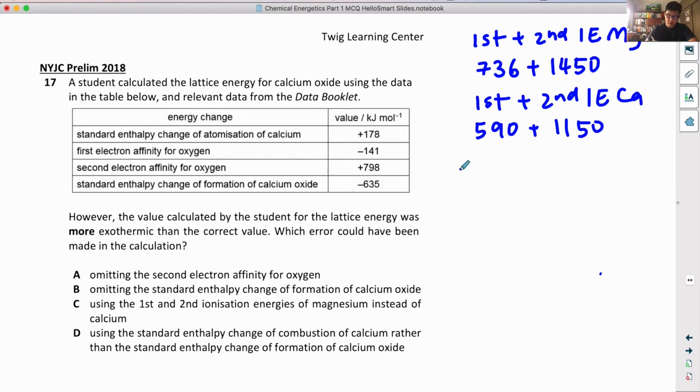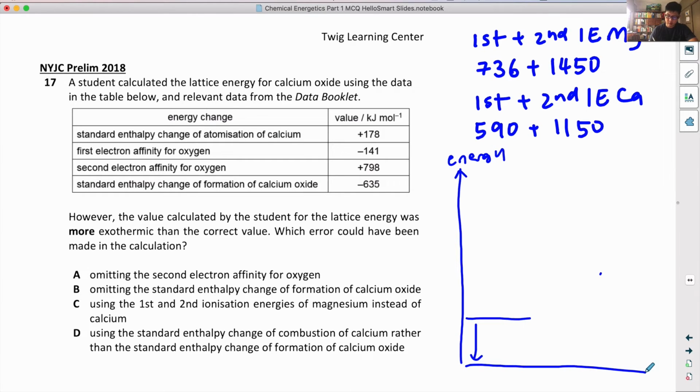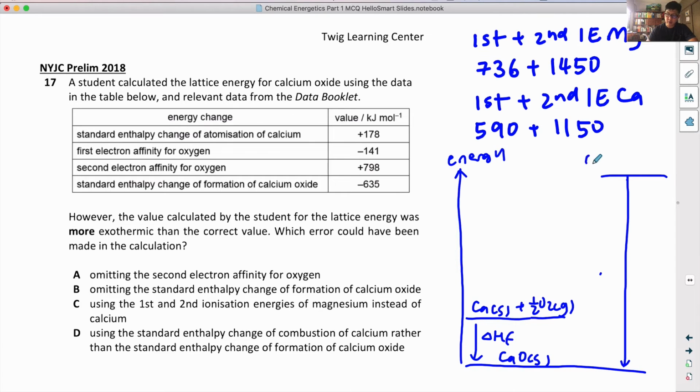So I'm just going to show you roughly how it works. You need to know that formation of calcium oxide is exothermic over here. So calcium solid plus half O2 gas. This is your lattice energy over here. So lattice energy is calcium 2 plus gas plus O2 minus gas. This is your lattice energy.